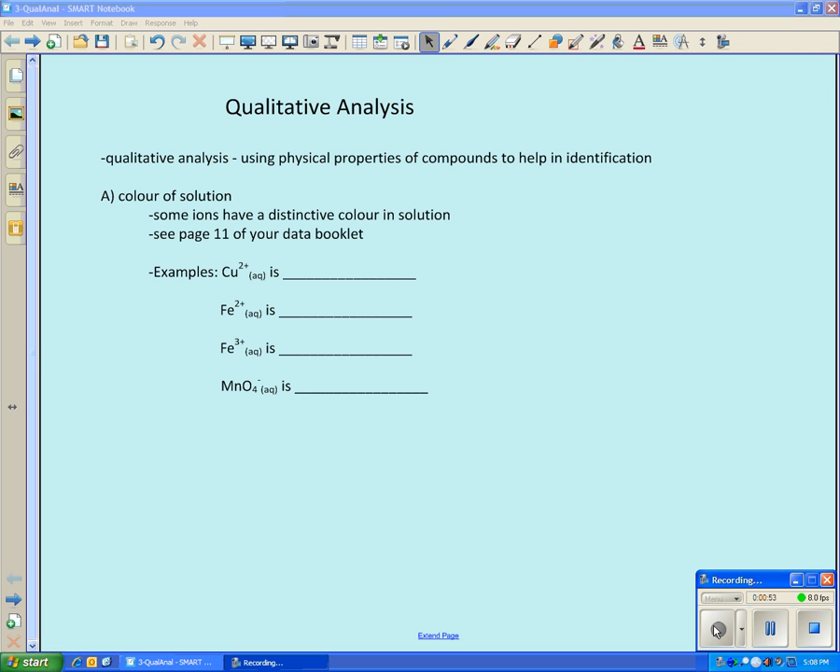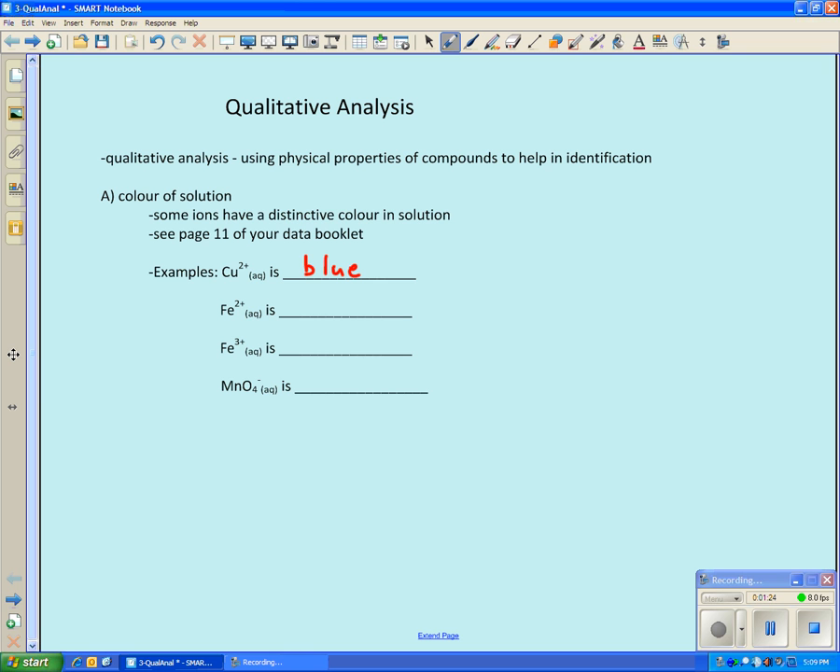And if you look on page 11 in your data booklet, you'll see quite a few examples there. If you find copper 2 in that list, you'll notice that it says blue to pale blue when you look at the different concentrations that it gives you. Generally, if you see this in the lab, it will be somewhere between those two concentrations, the 1.0 and 0.01. So generally for copper, we can say it's going to look blue.